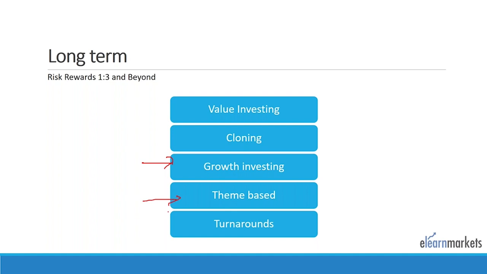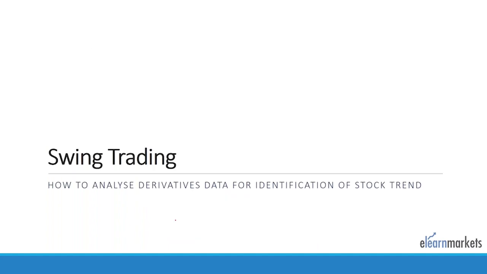Then you have theme based, where you want to trade for a specific theme. For example, GST can be a theme, or next year's budget or election can be a theme. And then you have turnaround stories, where a lot of bad assets have been sold in the market, and you can take an aggressive bet on those bad assets. All right, so this was just to give you a perspective of various strategies available in the market for your practice purposes.